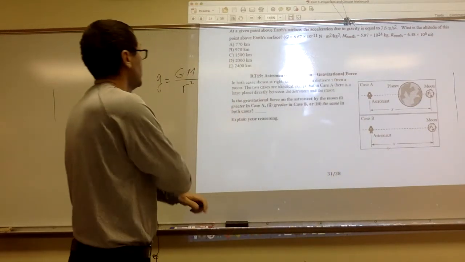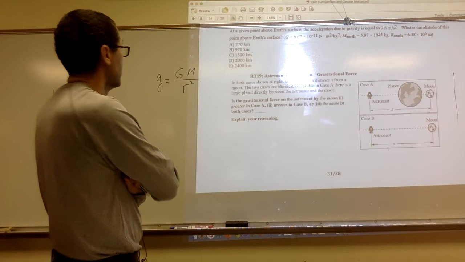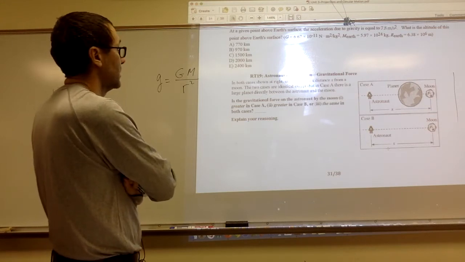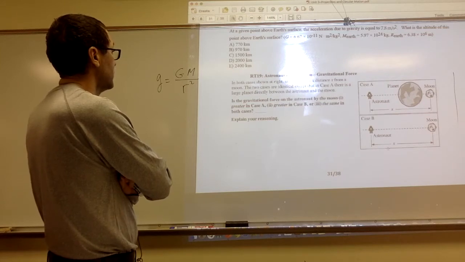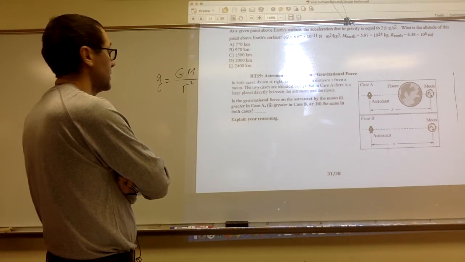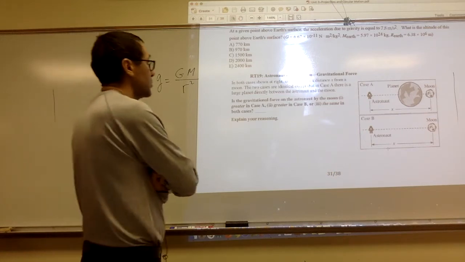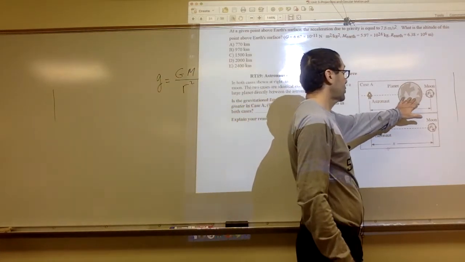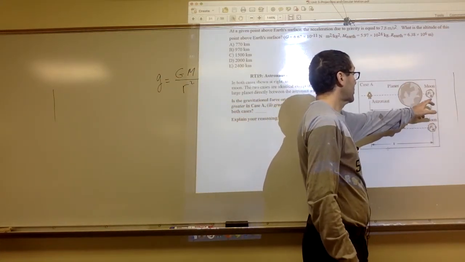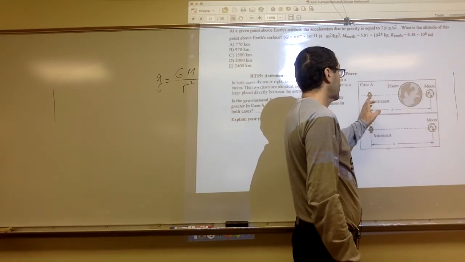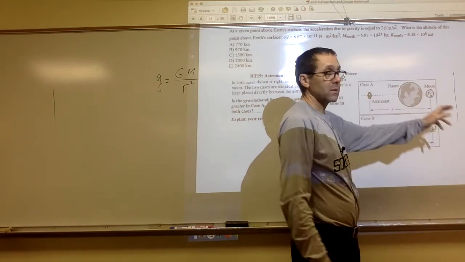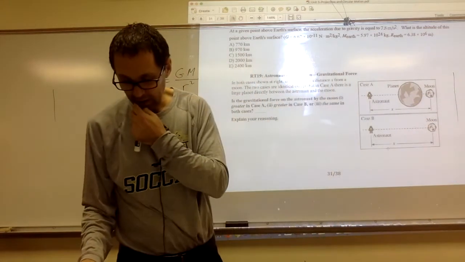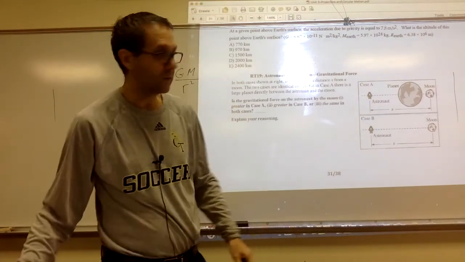All right. In both cases shown at right, an asteroid is a distance x from a moon. The two cases are identical except that in case A, there is a large planet directly between the asteroid and the moon. Is the gravitational force on the asteroid by the moon greater in case A, greater in case B, or the same in both cases? It's the same. Because whether there is another object in between or not, we're looking at the force between the moon and this person. That force is only going to depend on the distance between them and their masses. So it's not going to matter whether there is something in between or not.